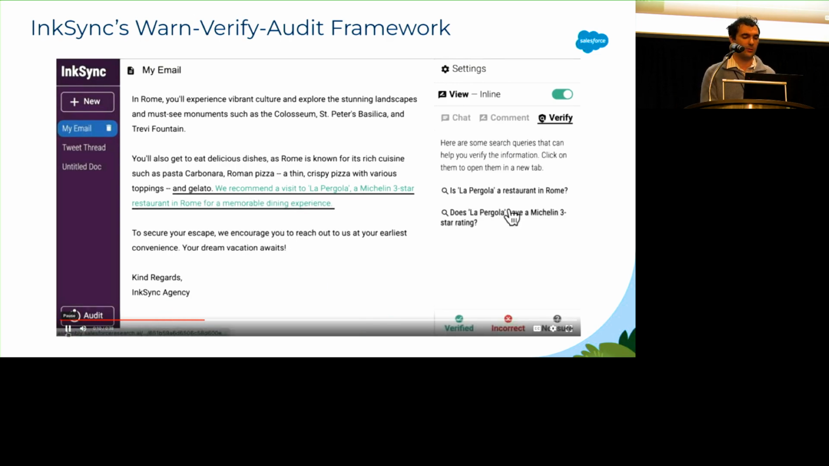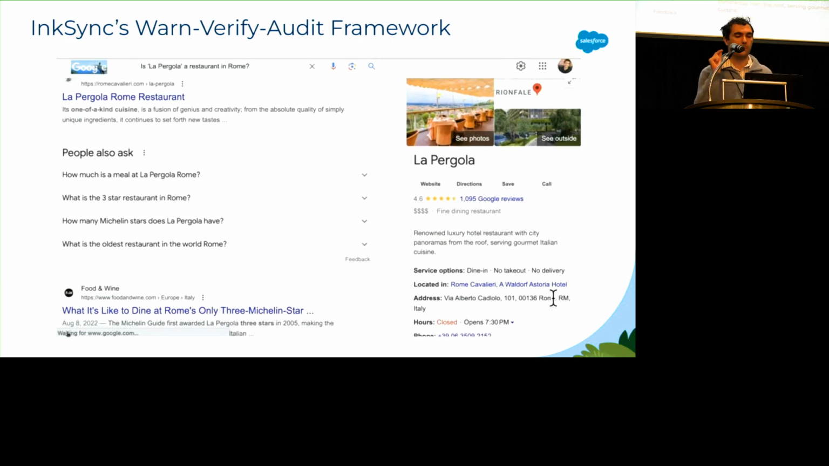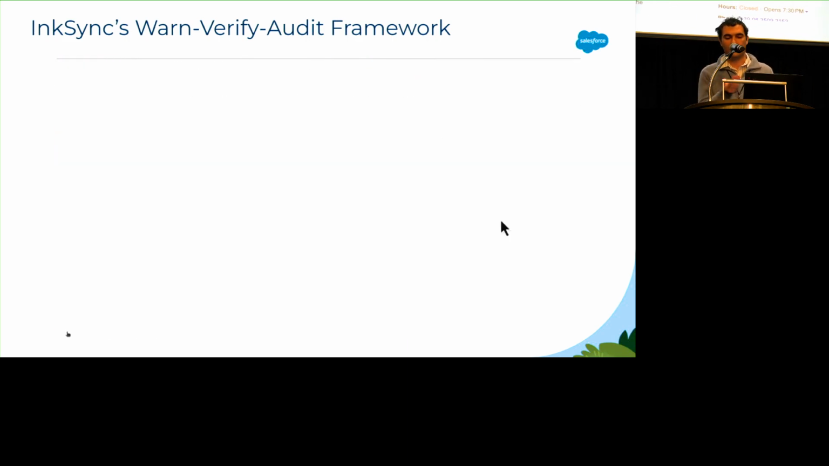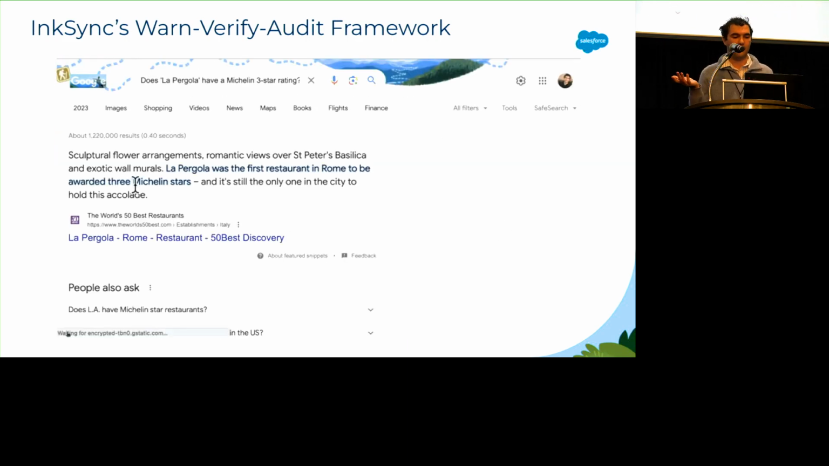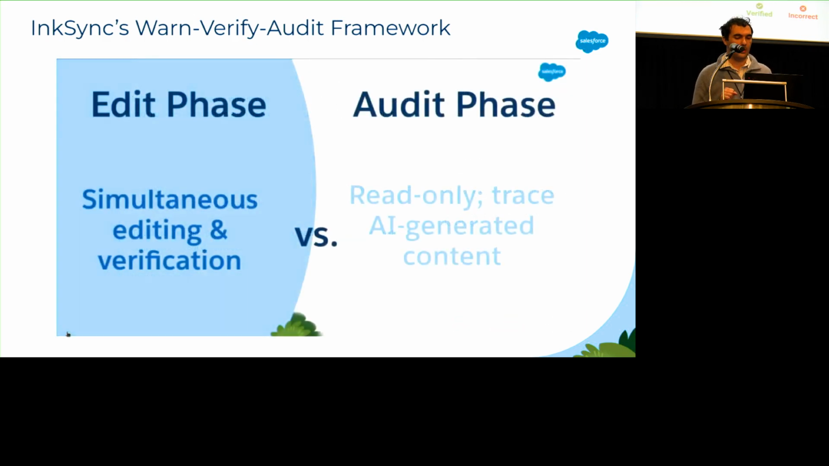For this one, it generates 2. For instance, is La Pergola a restaurant in Rome? You can click on it, go to Google. Okay, it seems to have an address in Rome. And okay, does it have 3 Michelin stars? Google does this cool thing where it pulls up a snippet, seems right, and I can accept the edit and feel good.